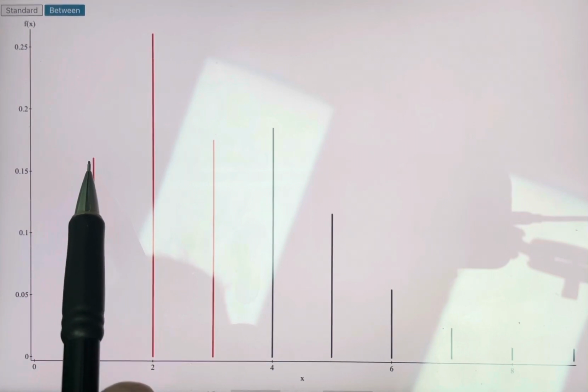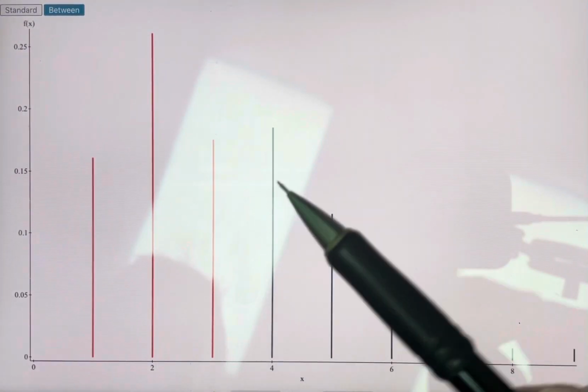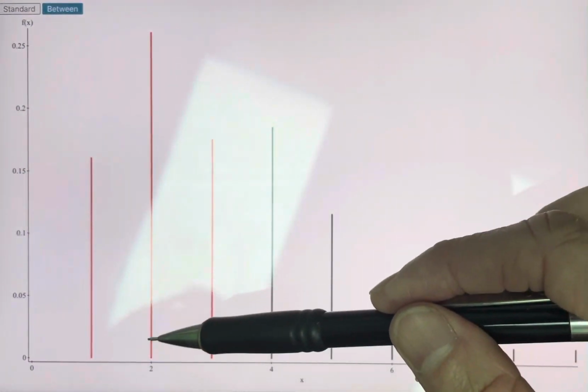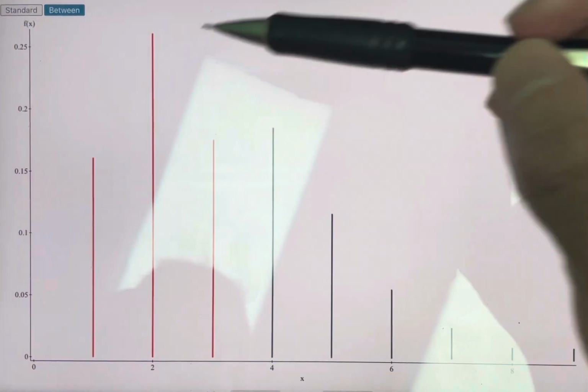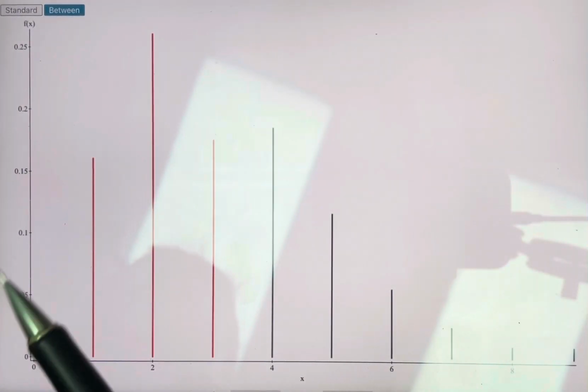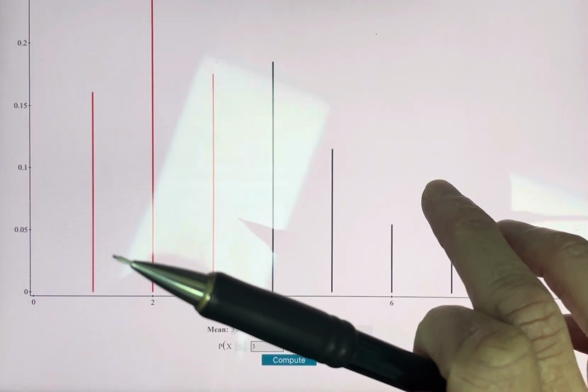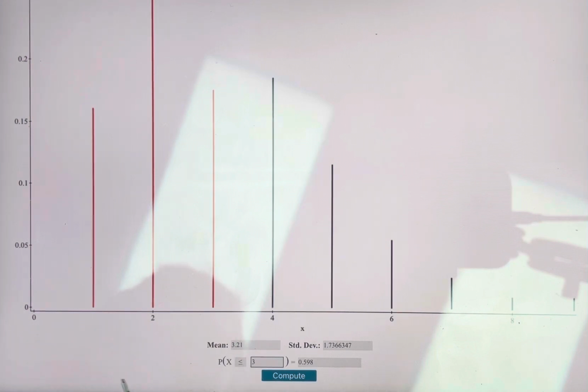There's your 0.16. Here's your 0.26. Obviously, most households, the probability of having 2 TVs is a 26% probability. So that looks like it's most people. And this looks like it's skewed to the right. A little lower down here, we'll get into this a little later. The mean is 3.21 televisions, and the standard deviation is 1.74 televisions. But there you have it, 0 through 9. Again, if you want to copy this on that paper, you're welcome to do that. But that is the graph of this discrete probability distribution.